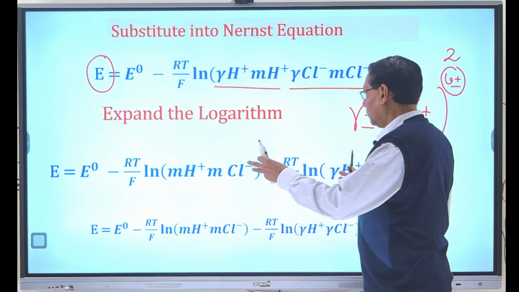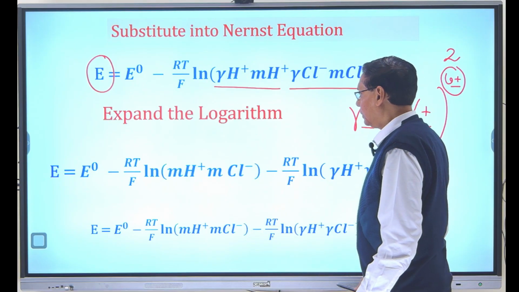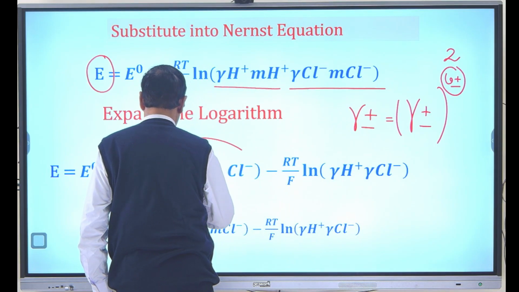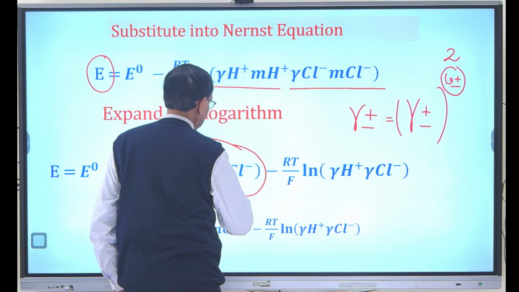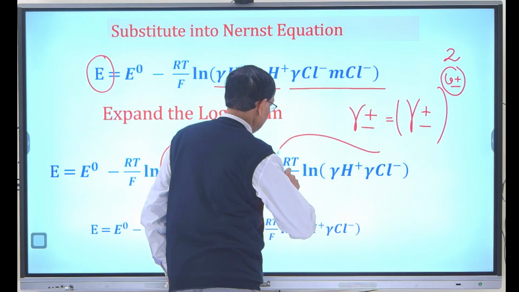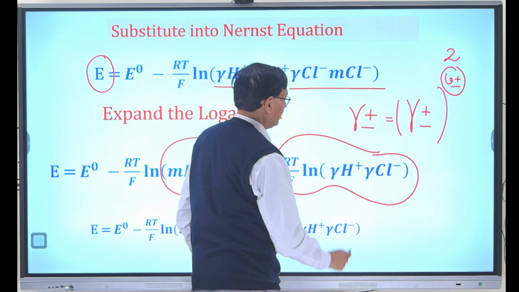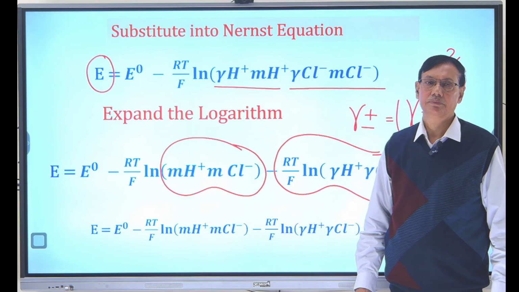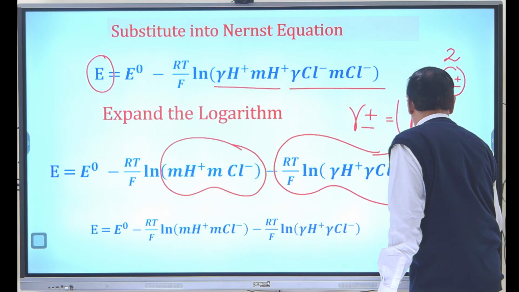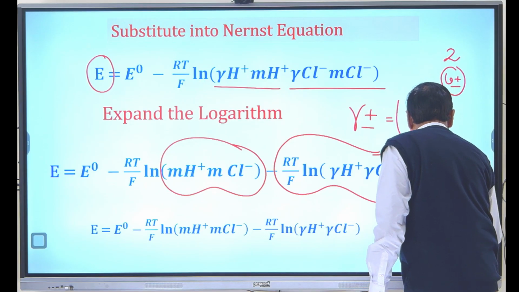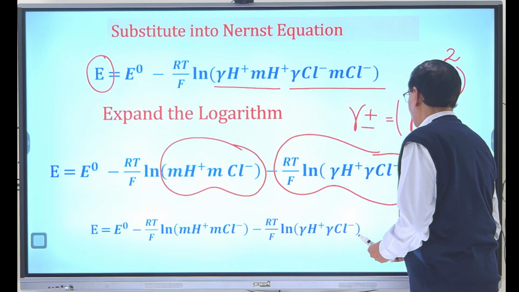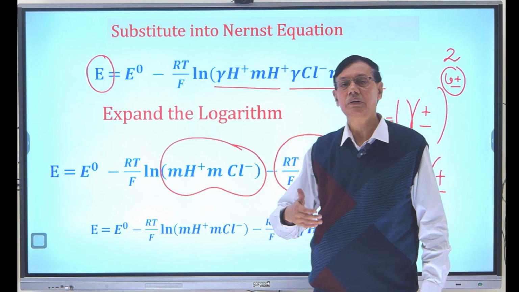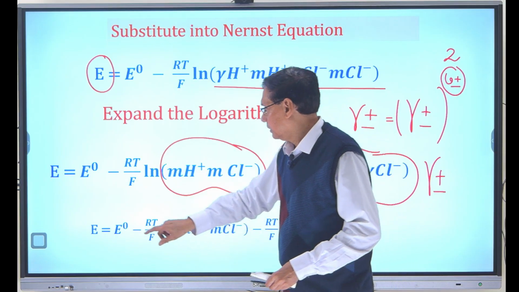And second, what I am doing, in one case I am using the molarity of HCl, and in another case I am using the activity coefficient of hydrogen and activity coefficient of chloride ion. But I have to determine the mean activity coefficient. So I have to slightly modify that equation in terms of mean ionic activity coefficient.